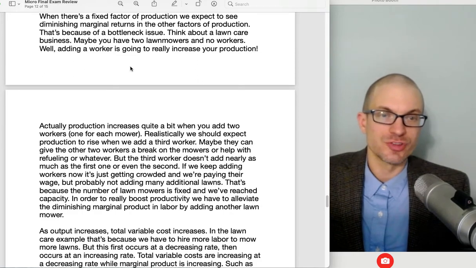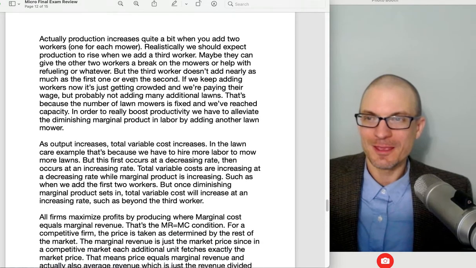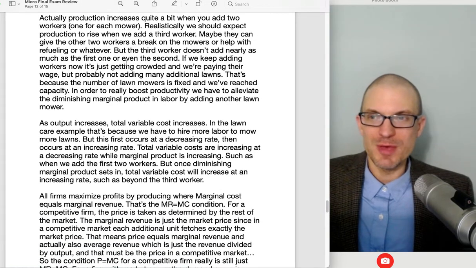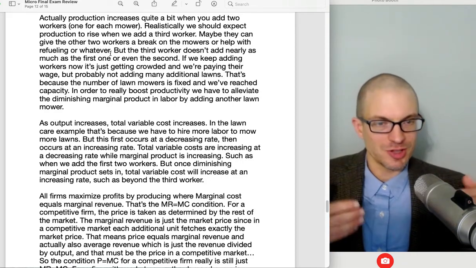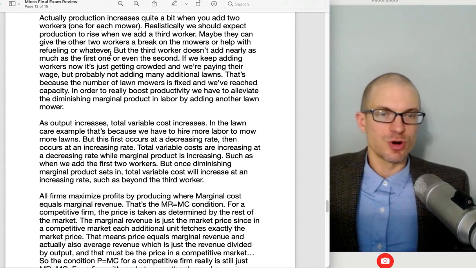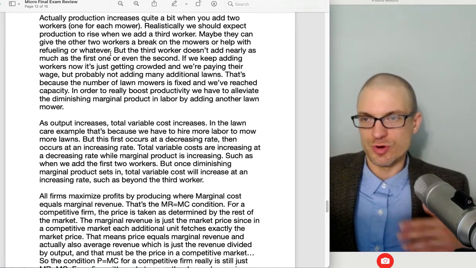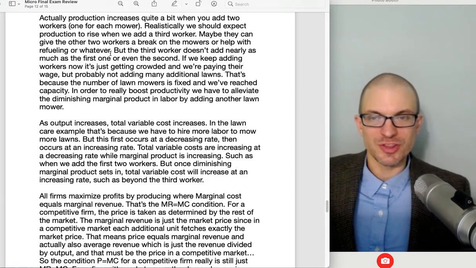Adding another worker is going to really increase your production in terms of the amount of additional lawns you can mow. Actually, production increases quite a bit when you add 2 workers. Now you've got 1 for each mower. And realistically, we probably expect production still increases when we add the 3rd worker, maybe they give the first 2 workers a break or help with the mowers or refueling or whatever. The 3rd worker doesn't add nearly as much as the first one or even the second.